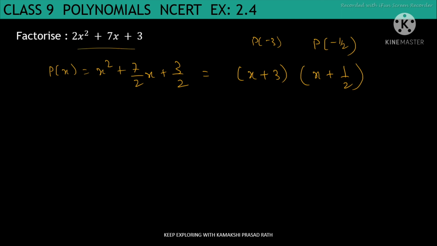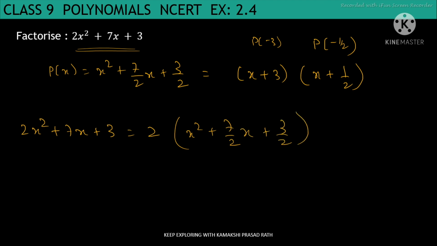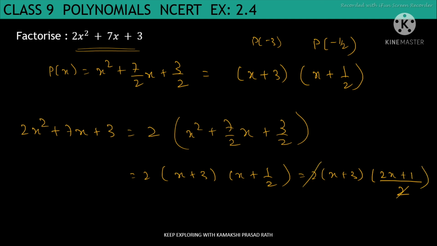But here we want to factor this one. As we saw, 2x squared plus 7x plus 3 was written as 2 multiplied by x square plus 7 by 2 into x plus 3 by 2. So in place of this polynomial we will use x plus 3 multiplied by x plus 1 by 2. We can simplify it further. x plus 1 by 2 can be written, taking the LCM, as 2x plus 1 over 2. Hence we can cancel 2 and 2. We get finally x plus 3 multiplied by 2x plus 1. So that's the factorization of 2x squared plus 7x plus 3.